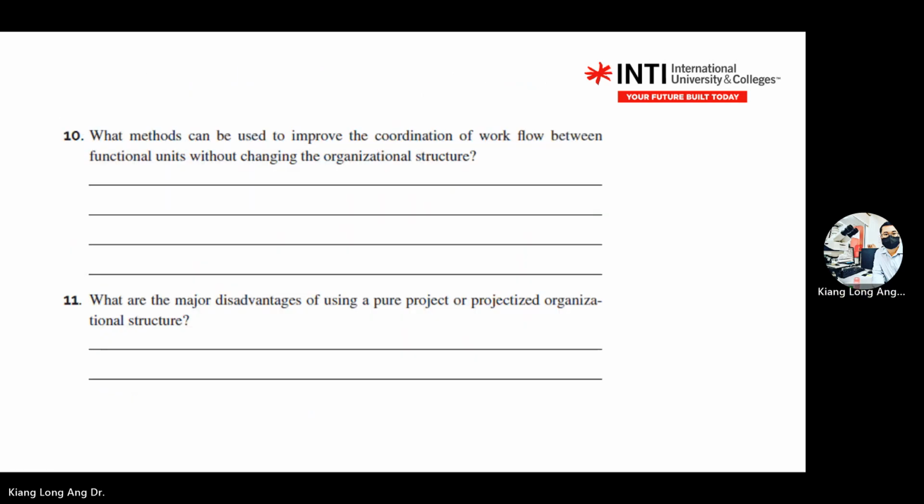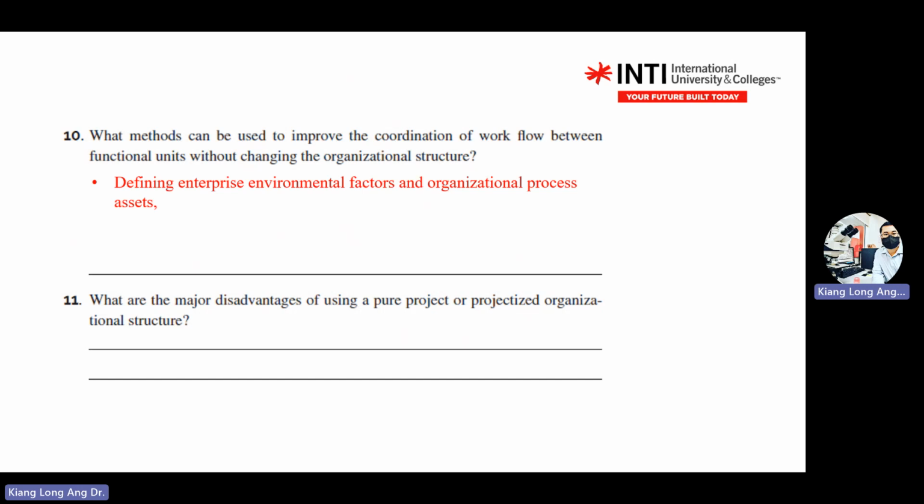Okay, number 10, the last question, then we go for a short break. What method can be used to improve coordination of the workflow between functional units without changing the organization structure? Okay, I will give you the answer. First, you define the enterprise environmental factors that we learned just now, and organizational process assets.